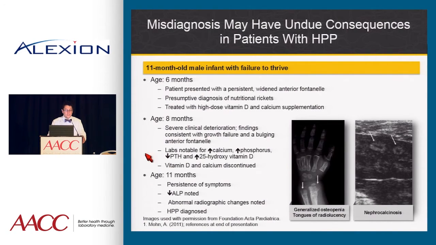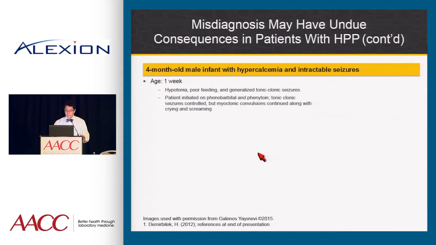And then finally someone paid attention to the alkaline phosphatase. It was actually at the lower limit of normal, and they looked at some of the radiographic findings, these tongues of radiolucency that went along with the rickets, and HPP was diagnosed. However, you notice here with nephrocalcinosis, this might have been avoidable. The deposition of calcium in the kidneys might have been avoidable if someone had made the diagnosis earlier and not treated the baby with calcium and vitamin D.